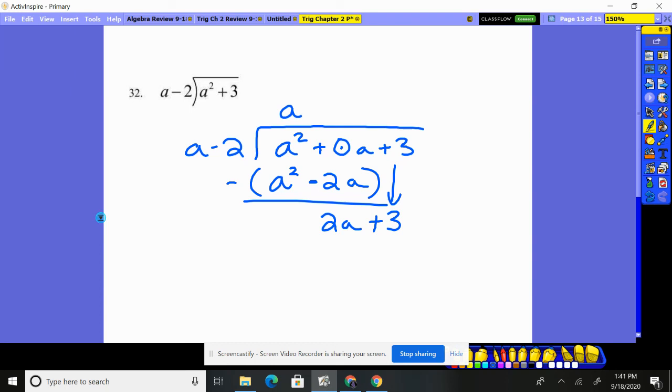A goes into 2a twice. 2 times a, 2a. 2 times the minus 2, minus 4. Remember, we're subtracting the whole thing. 2a minus 2a goes away. 3 minus a negative, that's going to change to 3 plus 4, which is 7. So our remainder, plus a remainder of 7 over a minus 2. There you have all the problems.